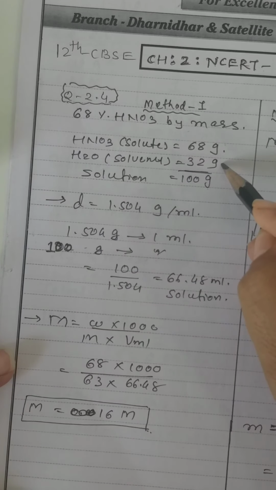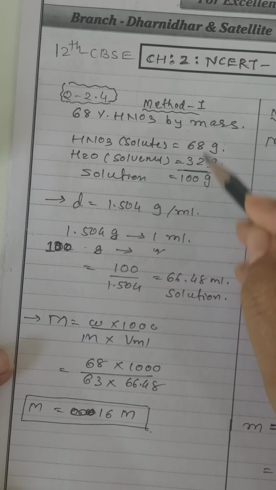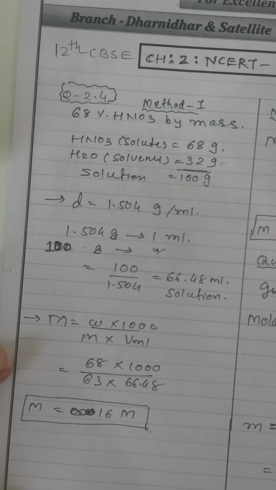and the left one is 32. So here in total 68% is HNO3, 32% is water, that makes a solution. So that is 68% HNO3, and it is clear that the solvent here is 32%. Now what do we want to find? We want to find the molarity.